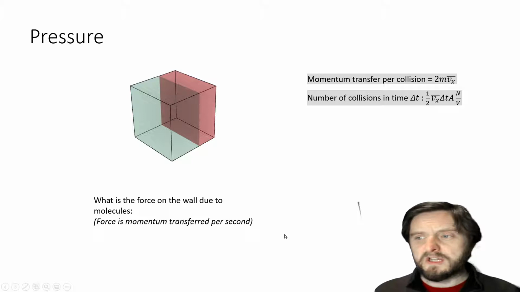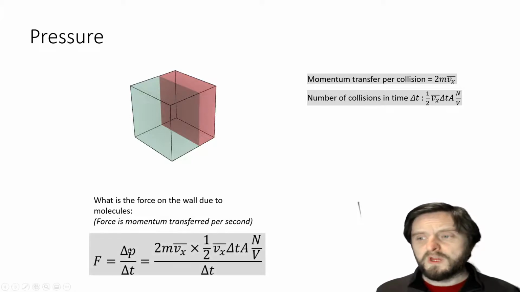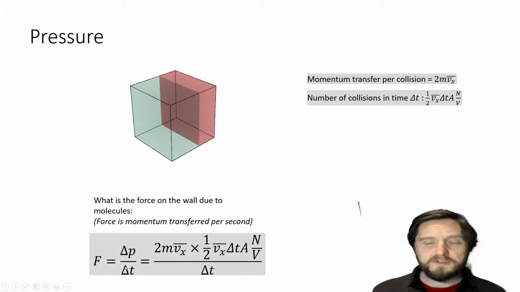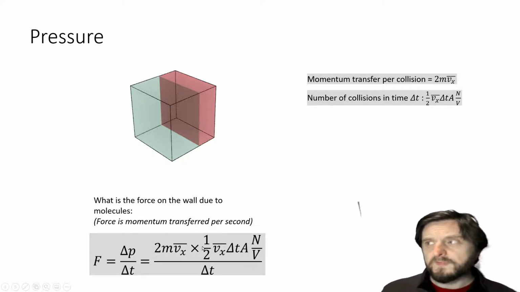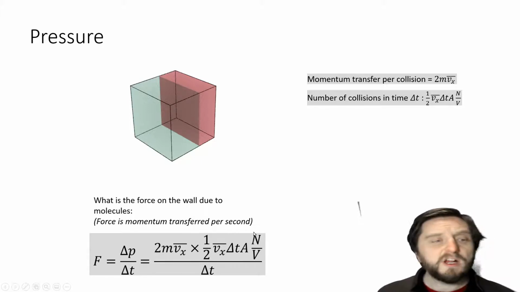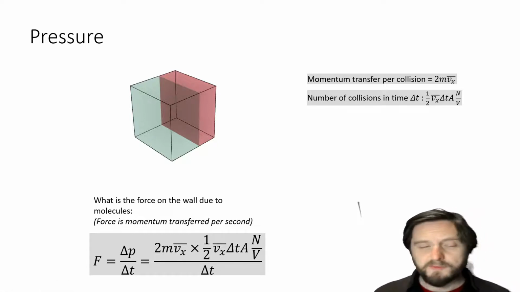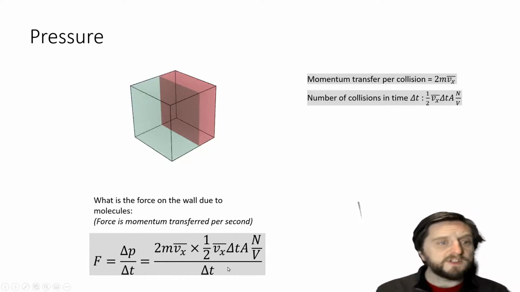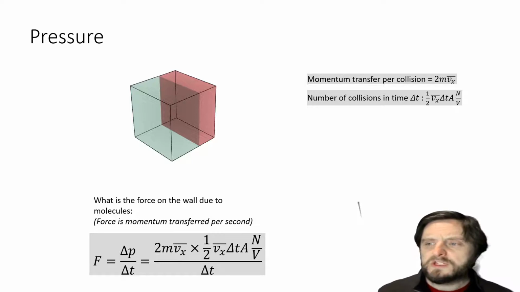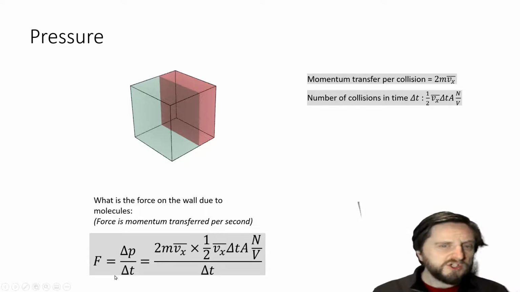Okay, so that's going to give us the force on the wall. So it's going to be change in momentum divided by delta t. Okay, so here's the change in momentum. It's momentum transfer per collision times number of collisions that took place in time delta t, divided by delta t, because this top is momentum change and delta t is the time it took to do all that momentum change. So this would be the force exerted on that wall during the time delta t.